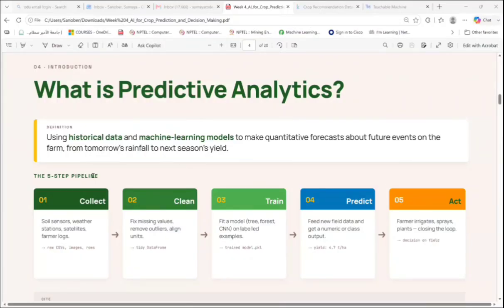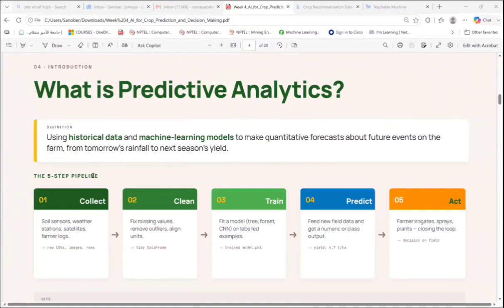Yes, I think it also works like this: data is collected from soil sensors, weather stations, drones, as we know from previous classes, satellites, and farm records. AI and ML analyze the data, and the system identifies patterns and predicts future conditions, and the farmer also receives recommendations for action. Yes, that's absolutely correct. So predictive analytics is nothing but using previous data to estimate what is going to happen in the future.